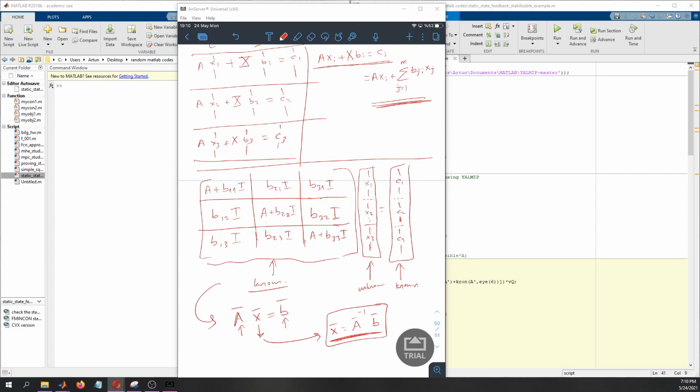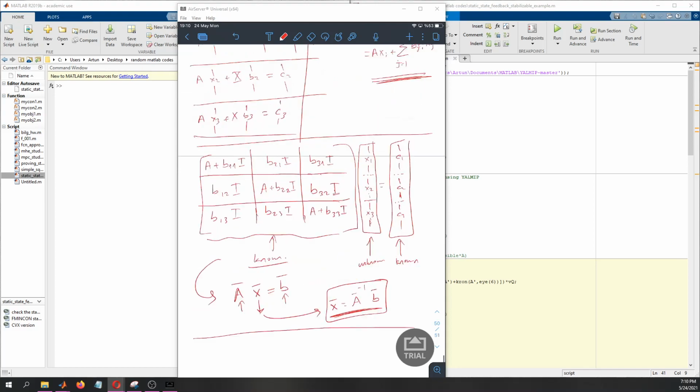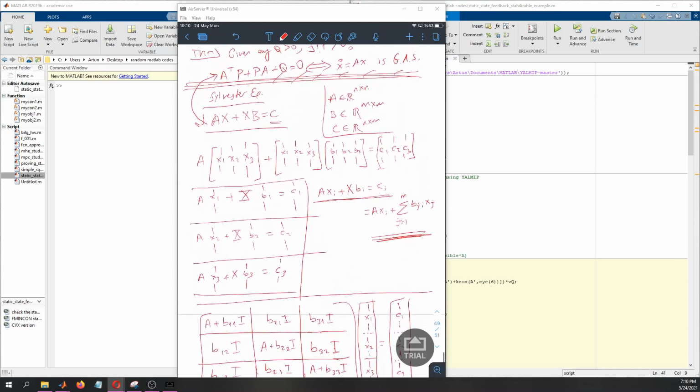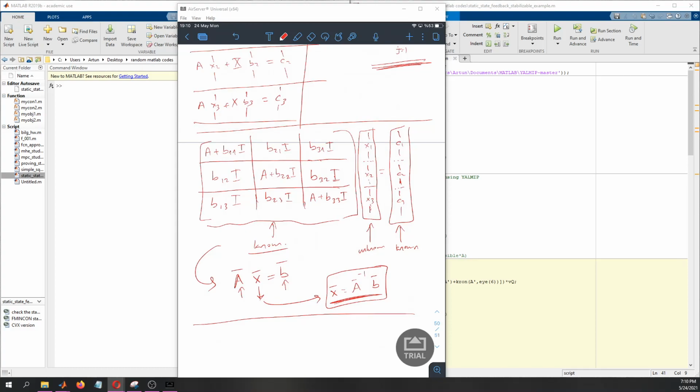Okay, so let's talk a little bit about this too. Here, let me write this: A X plus X A transpose. By the way, without writing this, let me represent this last equation.